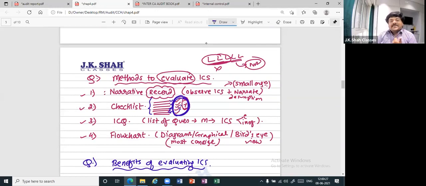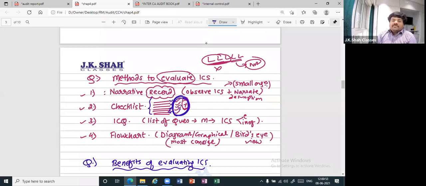Four. Come on, masters. Narrative record, checklist, ICQ, and flowchart. Narrative record is basically making a description of the observation that you made about the ICS. It is relatively beneficial for small organizations, small businesses. A checklist is ultimately nothing but a list which the auditor or the audit staff has to follow. Against every instruction, you will have to put ticks. According to the ticks, the auditor will make a decision whether it is efficient or inefficient.